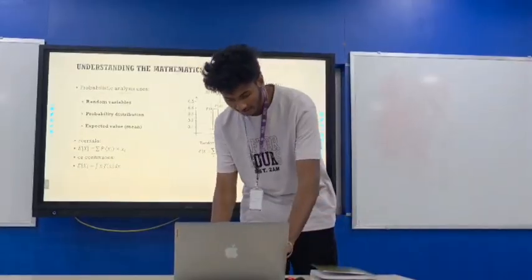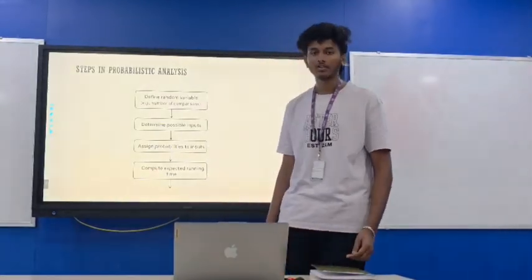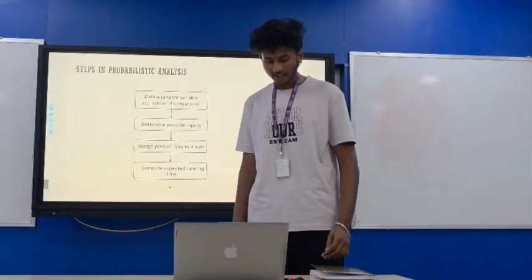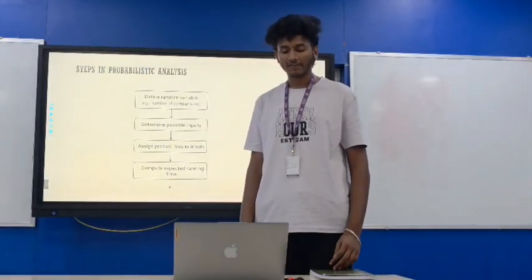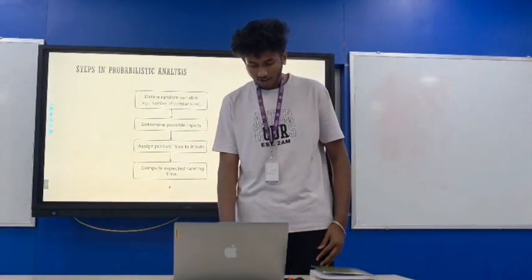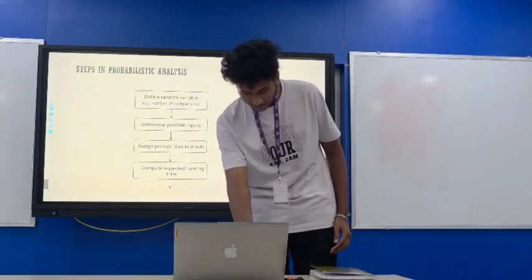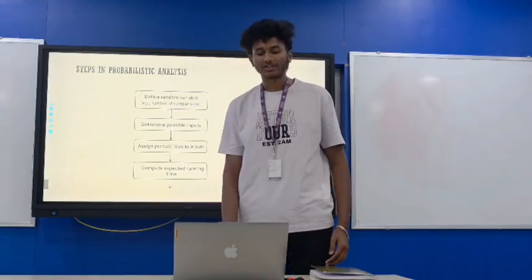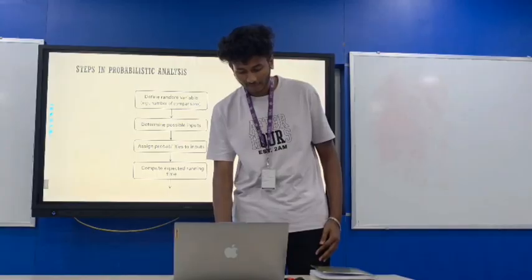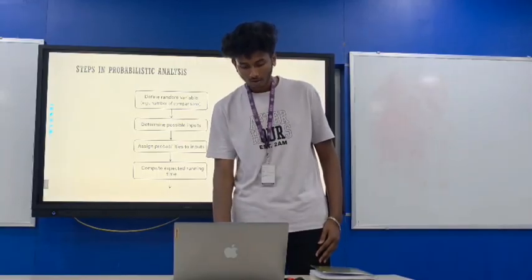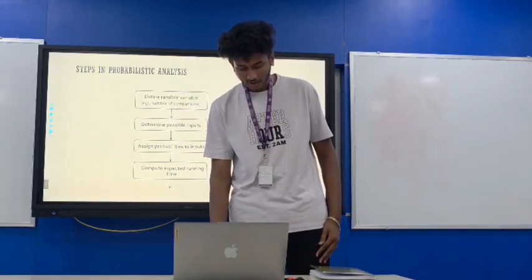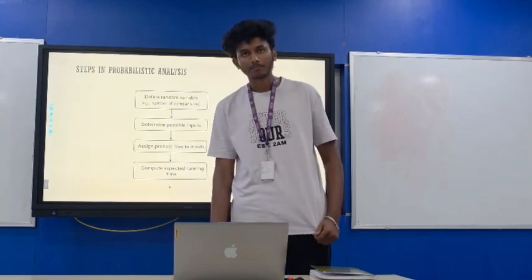Now moving on to the next slide, we have the steps in probabilistic analysis. The general steps in probabilistic analysis are as follows. First, identify the random behavior in the algorithm or input. Second, define a random variable representing the running time or number of operations. The third one is to compute the expected value using probability theory. This expected value gives us the average case running time.